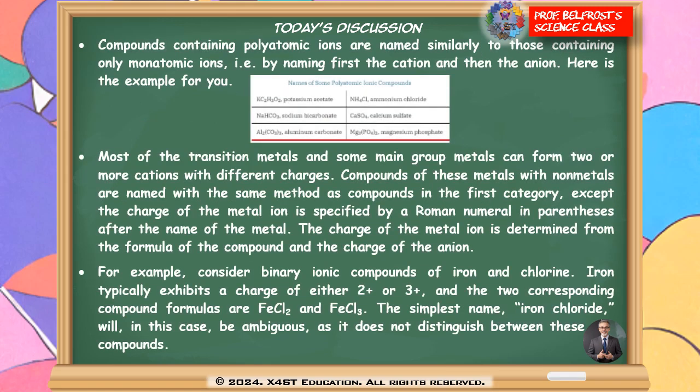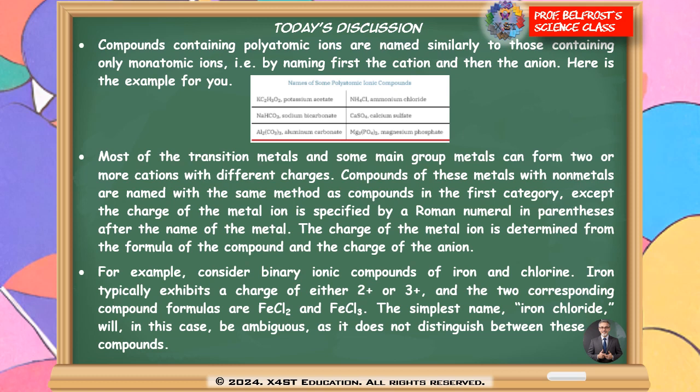So compounds can also contain polyatomic ions, and the naming is similar to those containing only monatomic ions, by first naming the cation, then the anion. For example, we have calcium sulfate, magnesium phosphate, sodium bicarbonate, and many more. Okay, we are done with polyatomic ions.